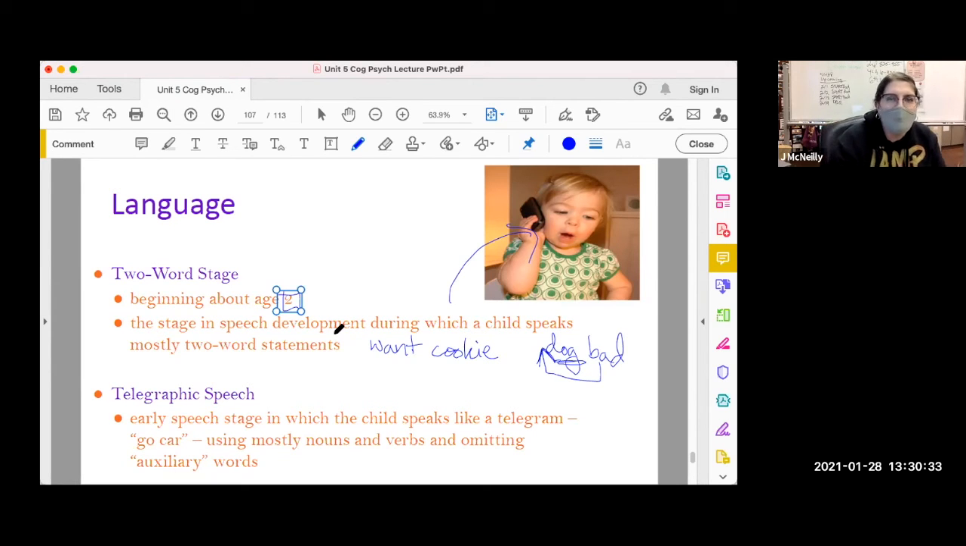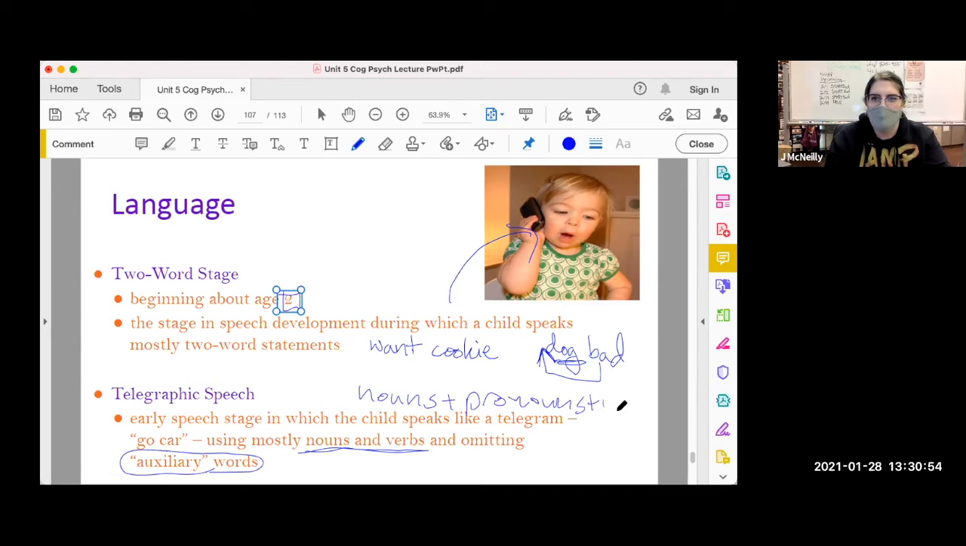Then telegraphic speech is an early stage where you can talk in mostly nouns and verbs, missing some of the helping words, but you can still be understood. So mostly nouns and pronouns with the verbs.